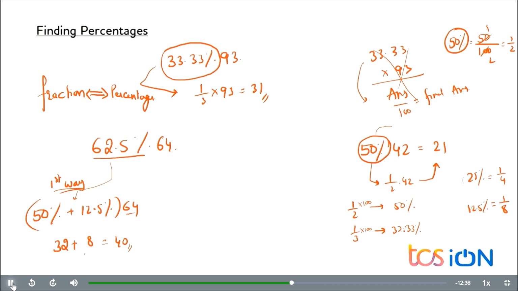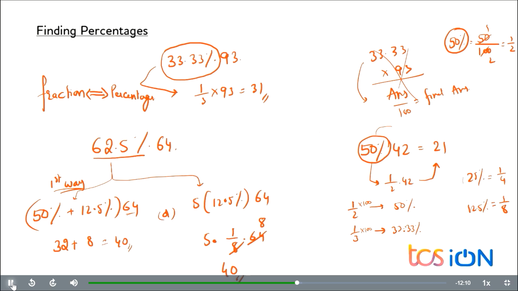Everybody, have you all understood the point enough? Or I can do one more point. I can write the same 62.5 as 5 into 12.5 percentage of 64. Right? So whereas 5 into 12.5 means 1 by 8 into 64. 8 ones are 8, eights are 64, 5 into 8 will give me again the same answer called 40. Right? So no much calculations over here. Like simple calculations only. Right, everybody?